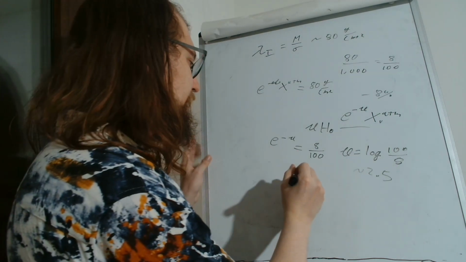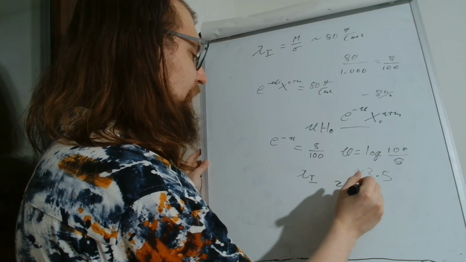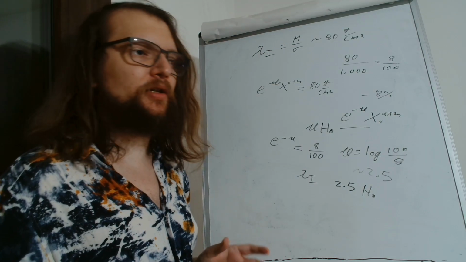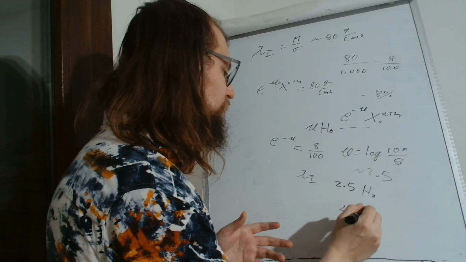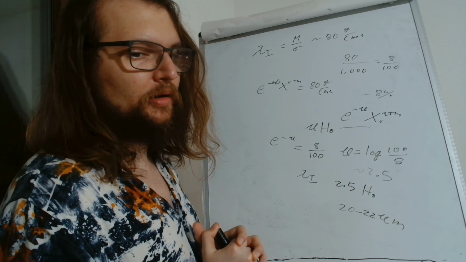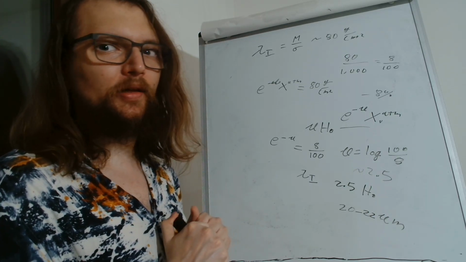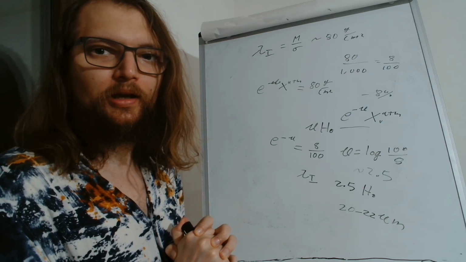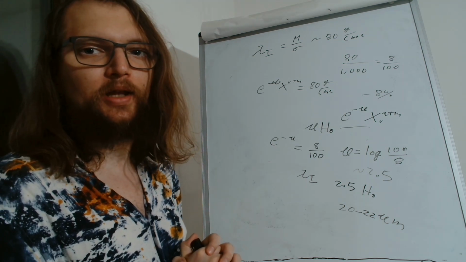So this lambda I corresponds to 2.5 scale heights, which corresponds roughly to 20 to 22 kilometers above the ground, which is the middle stratosphere, and this gives us an idea of how high we must go with balloons if we want to catch primary cosmic rays before they interact with the atmosphere.